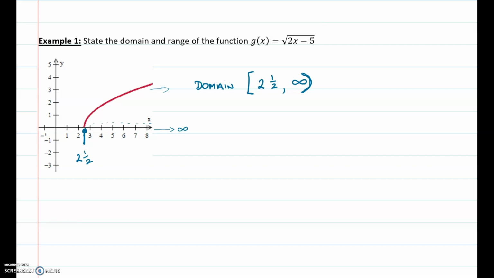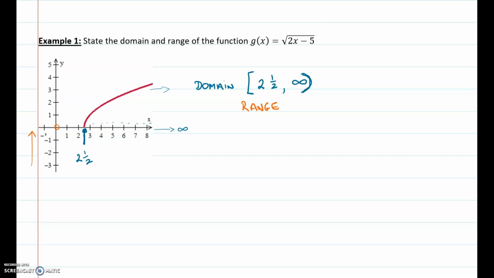Now let's talk about range. Range is, where does it begin as you come up from the bottom? What height does the graph kick in at? As you come up from the bottom, the graph doesn't start until you get to the axis. And remember, the height of the axis is 0.